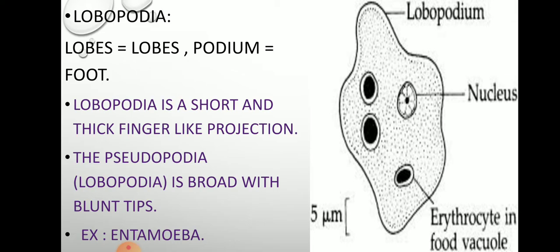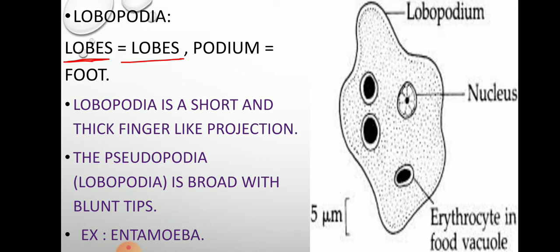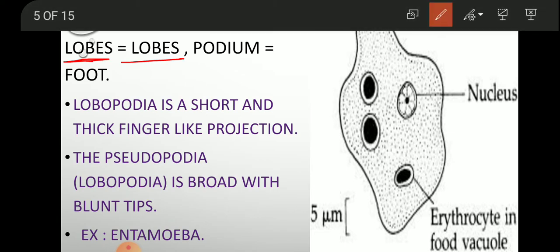So let's study the first category of pseudopodia, that is lobopodia. Lobopodia is a term that is divided into 2 parts, where lobes means divisions, and podium means foot. Lobes are also called divisions, and podium is the foot. We all know podium means foot.